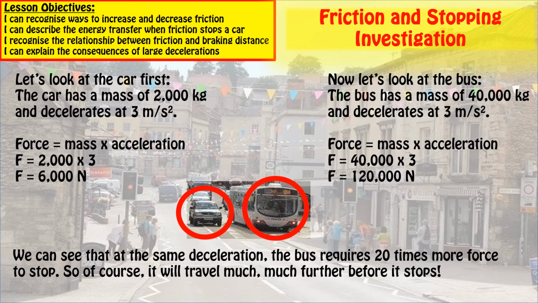So you can see that the car needs only 6,000 newtons of force to stop it, whereas the bus needs 20 times that. Okay, 20 times more force to stop it. So of course, because it needs 20 times the force to stop it compared to the car, it's going to go much, much further before it actually stops.